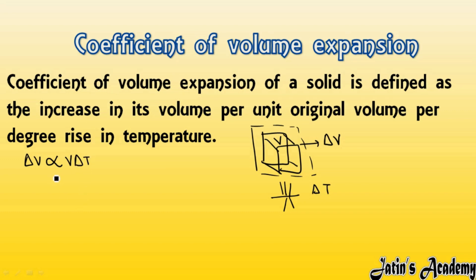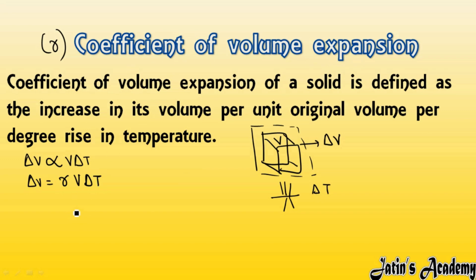So again, instead of directly proportional, we are going to use the equals sign. So delta V is equal to, here also I have to use one constant. As we know, in linear expansion you have used alpha. In the coefficient of area expansion, you have used beta. And now in the coefficient of volume expansion, you are going to use one constant, and that constant is known as gamma. So delta V equals gamma V delta T. So what is gamma? Gamma is nothing but the coefficient of volume expansion.